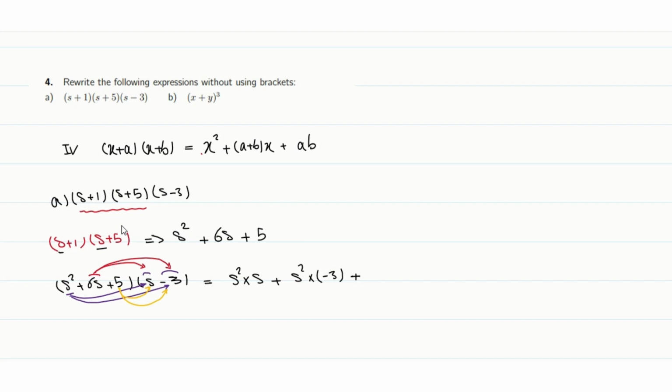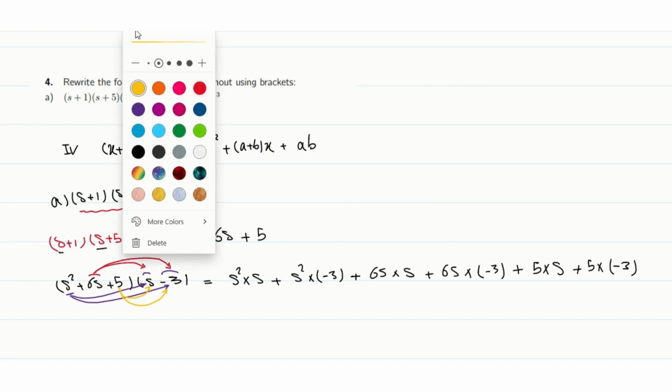Let's move to the second term, which is 6s. 6s times s, plus 6s times the second term, which is -3, plus we have the third set in here, which is 5 times the first term, which is s, plus 5 times the second term, which is -3. Now we're just going to simplify the equations in here.